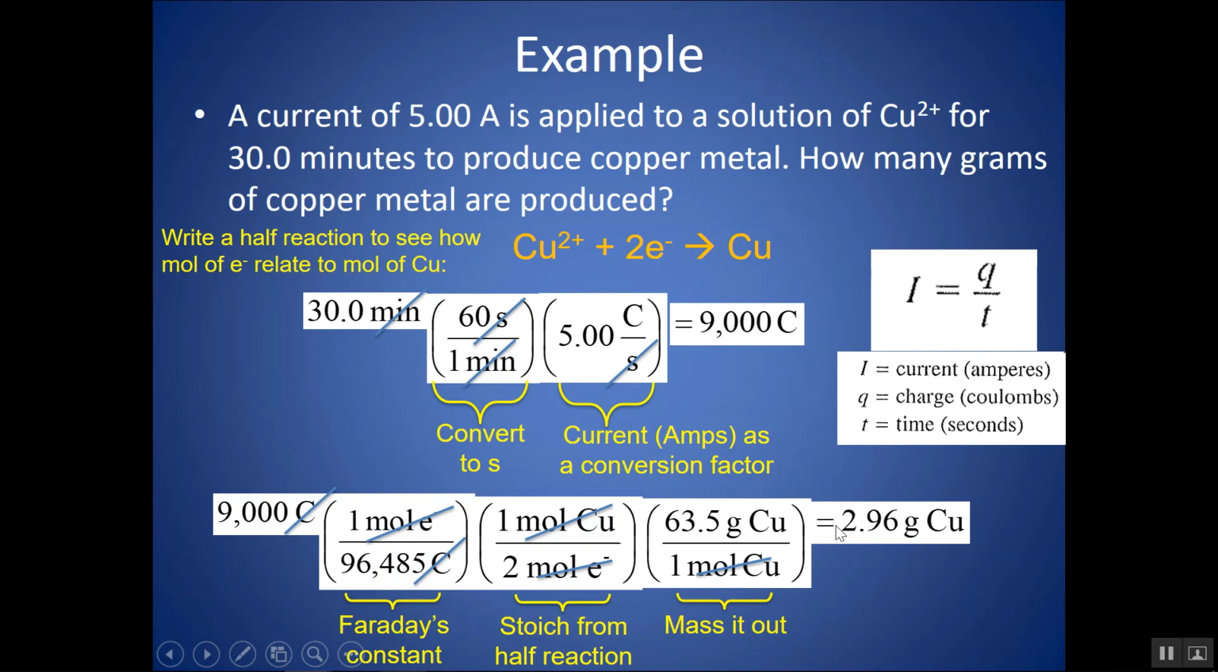We can also go the opposite direction. If you have a mass, you can track backwards through the half reaction, through Faraday's constant, to change into coulombs. And then if you had, let's say, the coulombs, now that you have coulombs, they give you a certain time, you can find the amperage needed, the current.